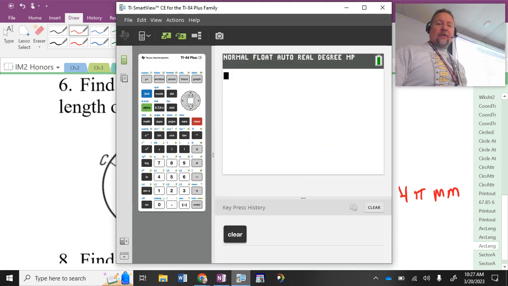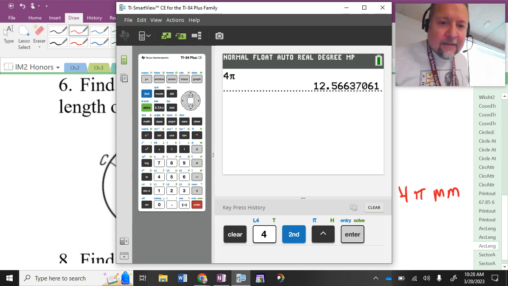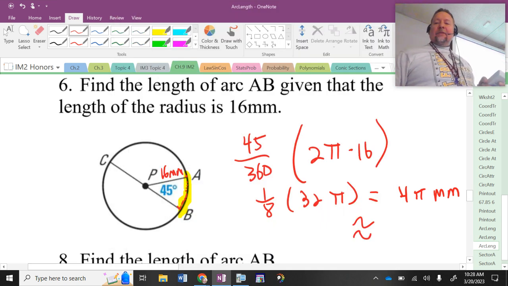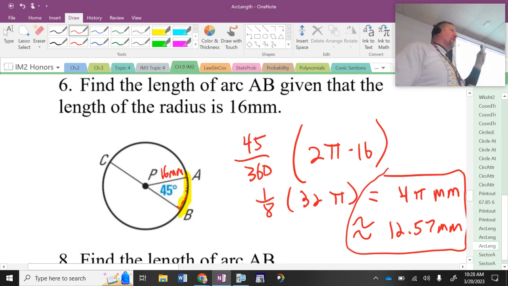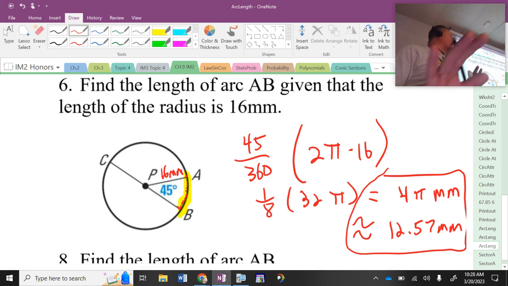Get used to that. Go to your calculator and hit second, then the upper caret, times 4, and then that's 12.57. 12.57 millimeters. All right. There's exact, there's approximate, above and below each other. Understand the difference. We good? Can I move on?